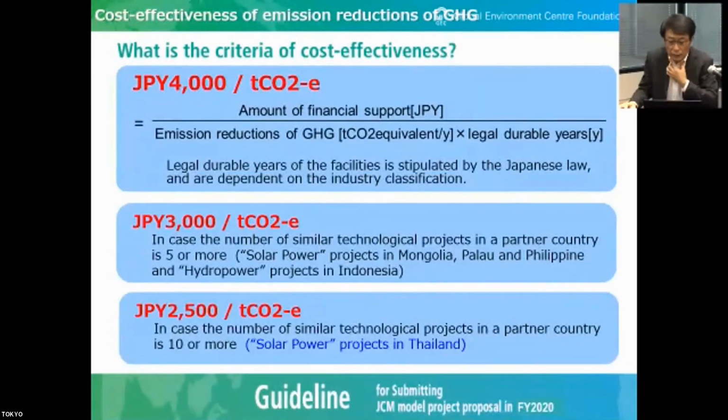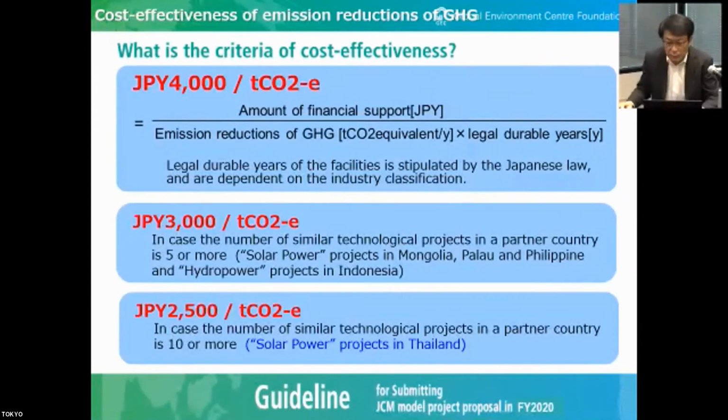Another important criteria is cost effectiveness. Cost effectiveness is defined by this formula. That is, the amount of financial support divided by the emission reductions over the durable years of the facilities. That means the cost to reduce 1 ton of CO2. Durable years of the facilities are stipulated by the Japanese law, and the cost to reduce 1 ton of CO2 needs to be equal to or less than 4,000 Japanese yen, approximately $40.